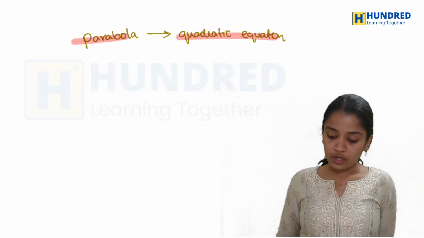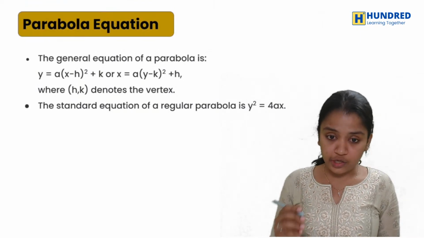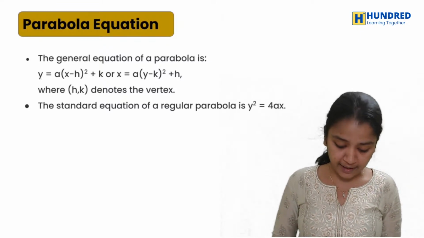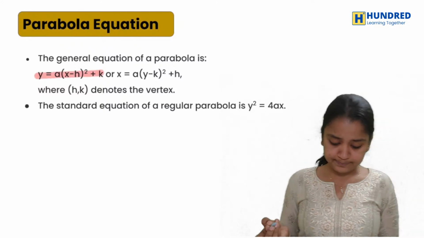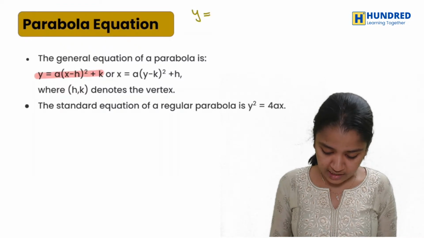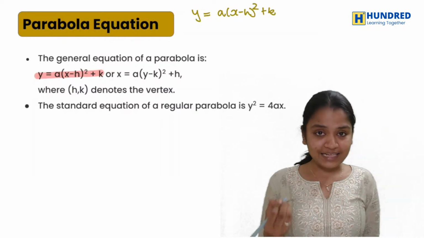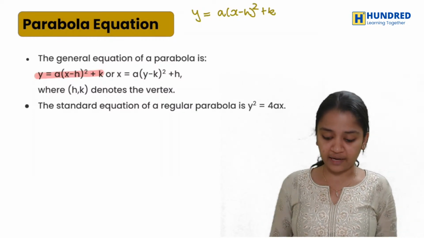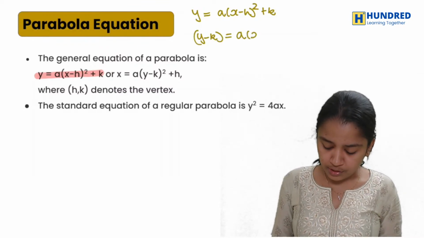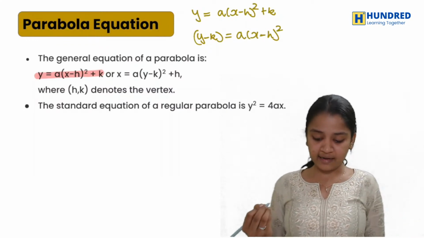Okay, now let's go to the next one. So here, what is the equation of a parabola? The general equation is given by y is equal to a into (x minus h) the whole square plus k. In general, we can also write it as y minus k is equal to a into (x minus h) the whole square. Like this we can write it.